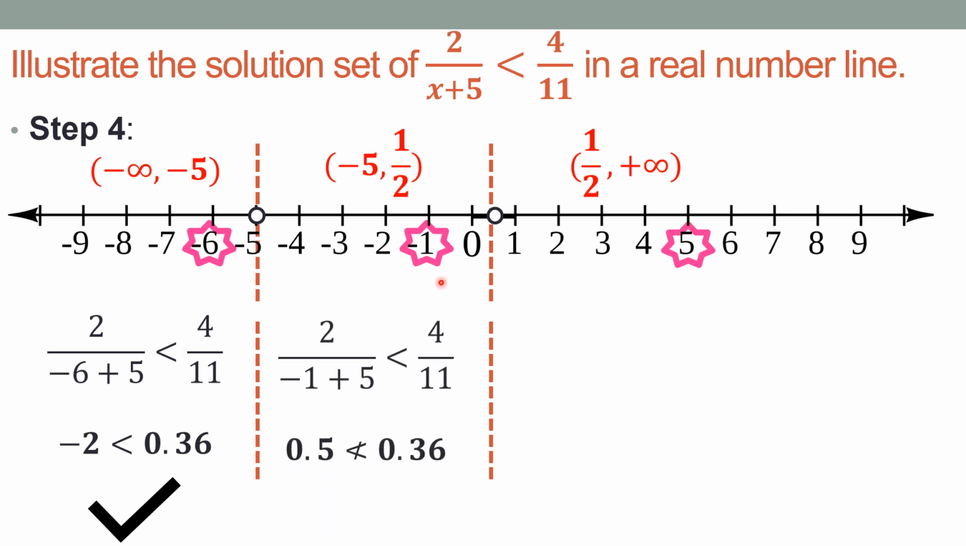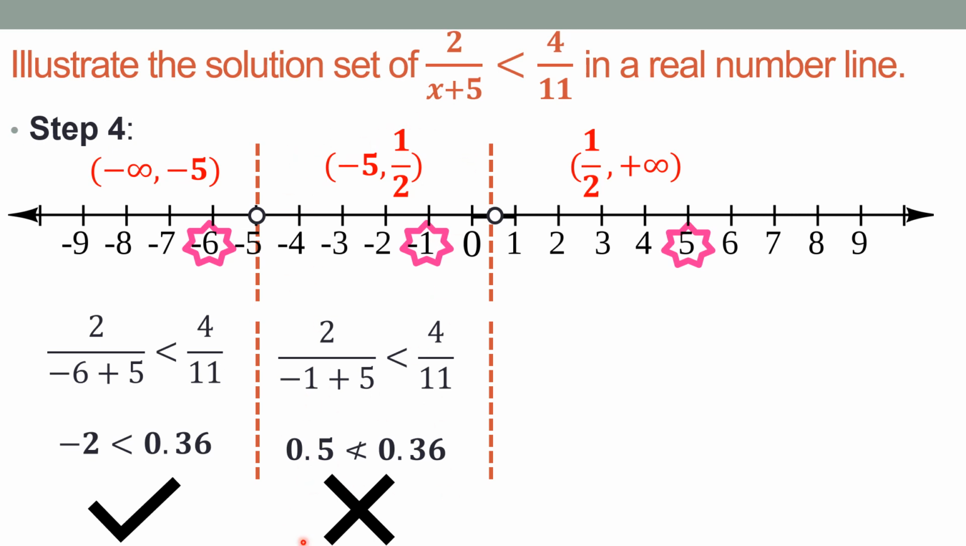If x is -1, we have 2 over -1 plus 5 is less than 4 over 11. -1 plus 5 is equal to +4. 2 divided by 4 is 0.5. 4 over 11 is 0.36. As you can see, 0.5 is not less than 0.36 because 0.5 is greater than 0.36, meaning this is not a true statement, making this region an X region.